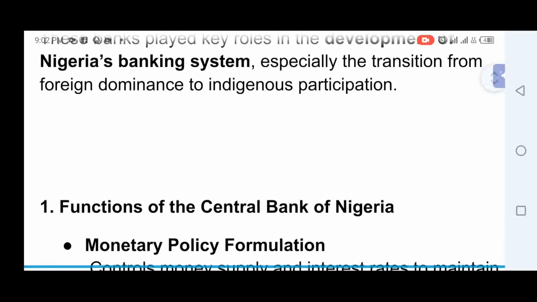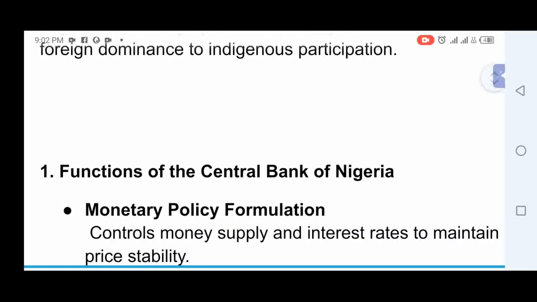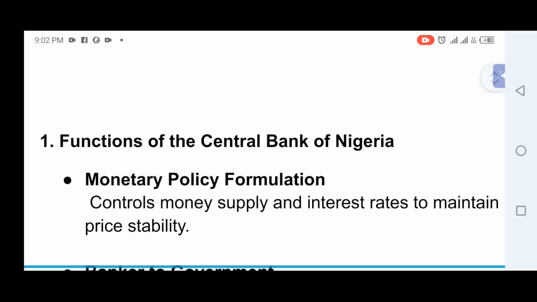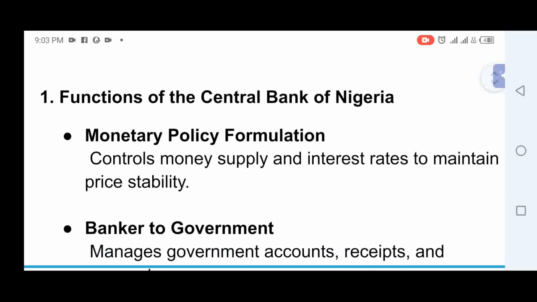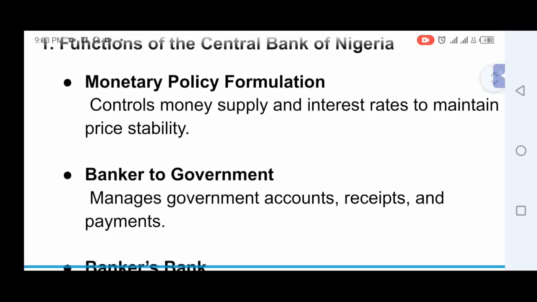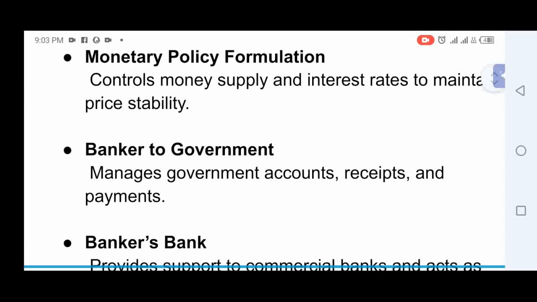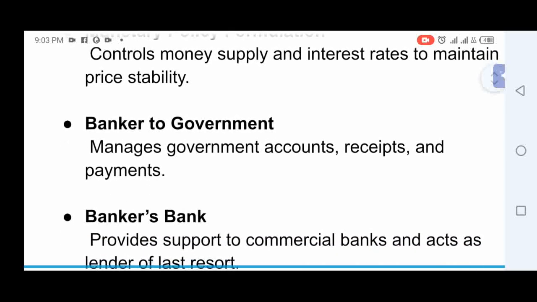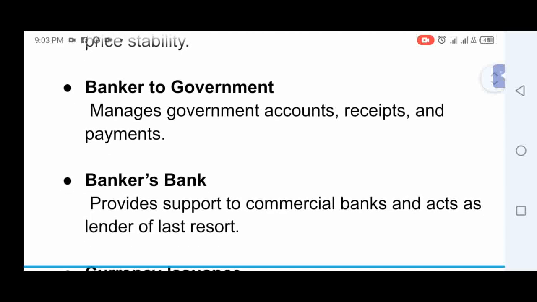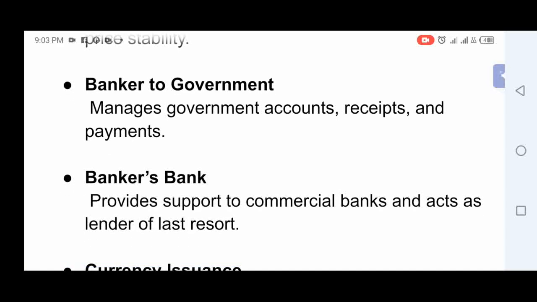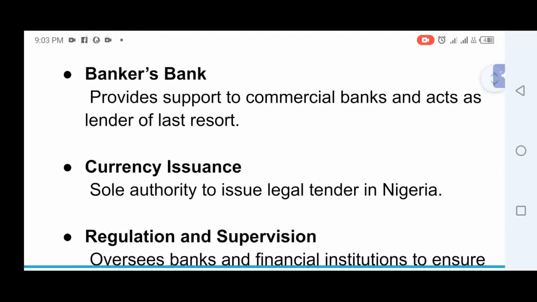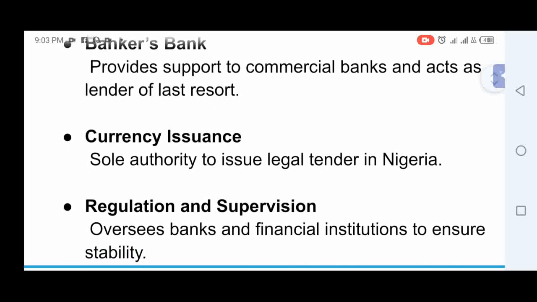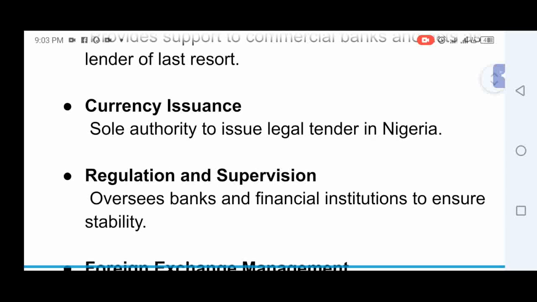Functions of the Central Bank of Nigeria: 1. Monetary policy formulation. It controls money supply and interest rate to maintain price stability. 2. Banker to government. It manages government accounts, receipts, and payments. B. Bankers' bank. It provides support to commercial banks and acts as lender of last resort. C. The next is currency issuance. Sole authority to issue legal tender in Nigeria.